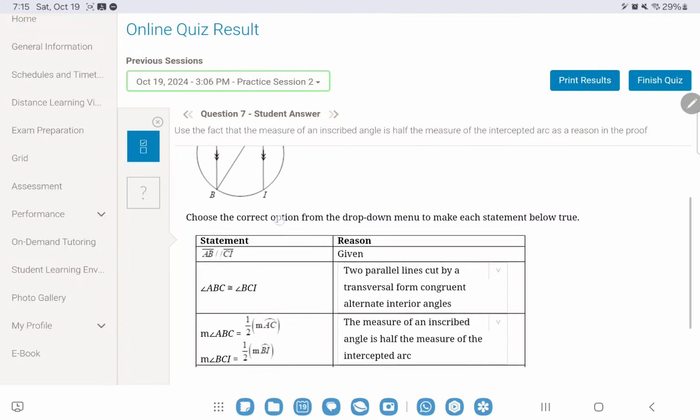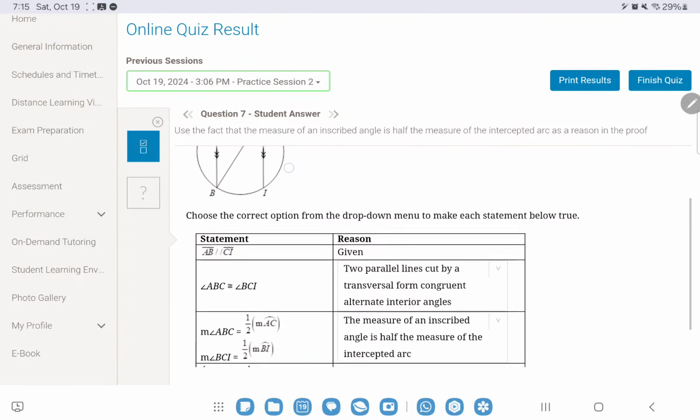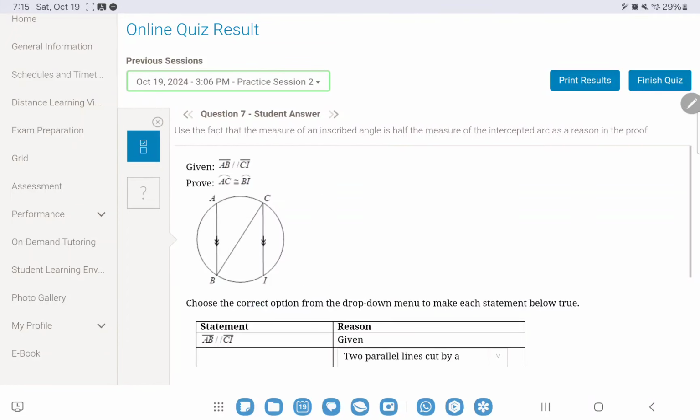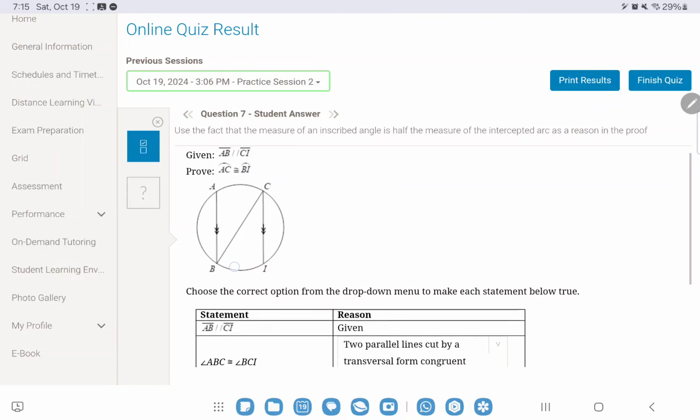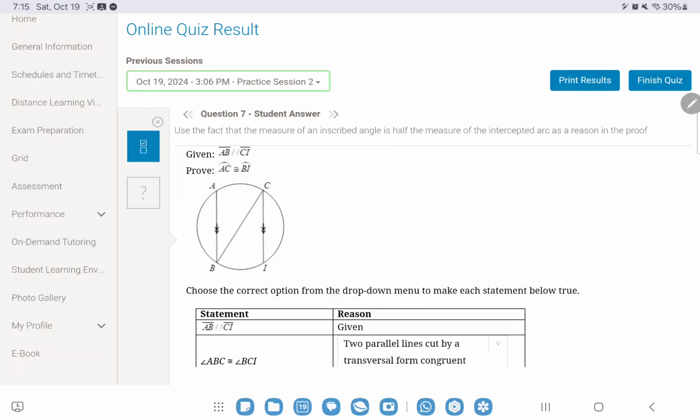Now, next question, it's also statements and reasons. It's telling you that AB and CI are parallel, as we can see, and they want you to prove that AC is equal to BI. So the first part is telling us the given. Here's your given.